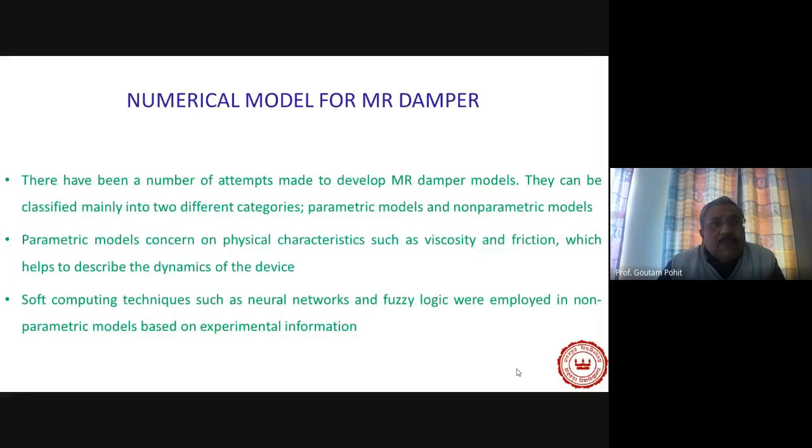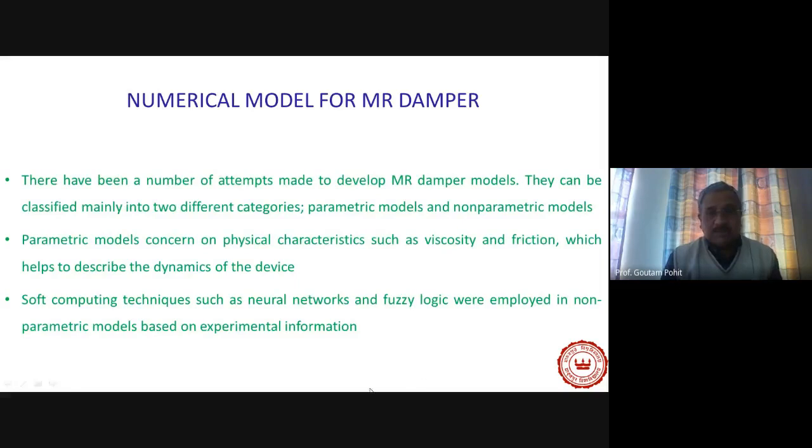There have been a number of attempts made to develop an EMA damper model. This is the mathematical model I am talking about. They can be classified mainly into two different categories: parametric and non-parametric models. Parametric models concern physical characteristics such as viscosity and friction, which help to describe the dynamics of the device. Soft computing techniques such as neural networks and fuzzy logic were employed in non-parametric models based on experimental information.